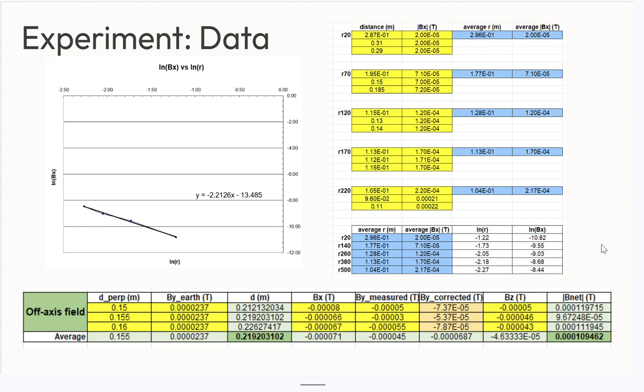And then here you can see it when it's off axis, so it's not that perfect parallel, and you can see here the magnetic adjustment for Dunedin, and we got our B net was 0.0001.